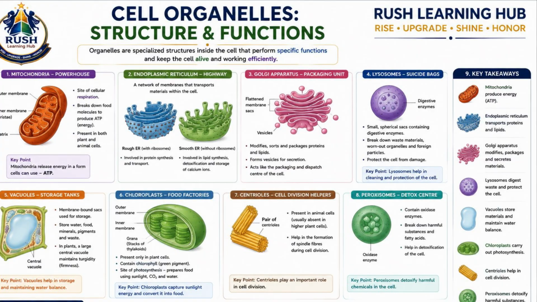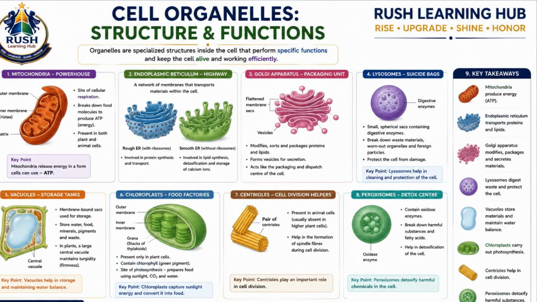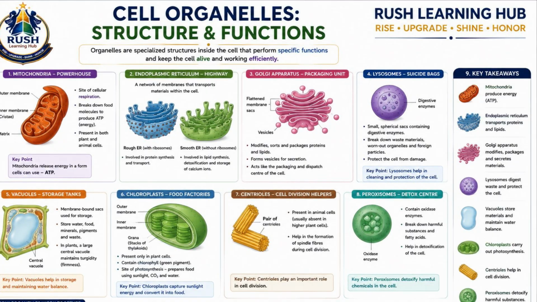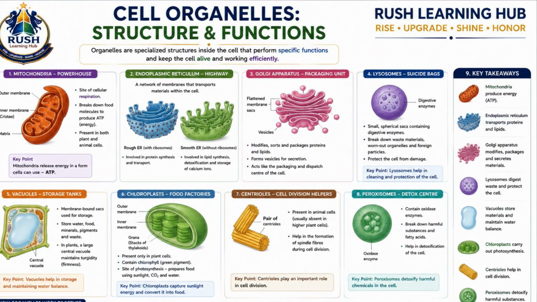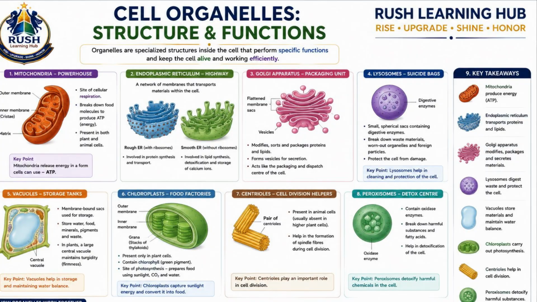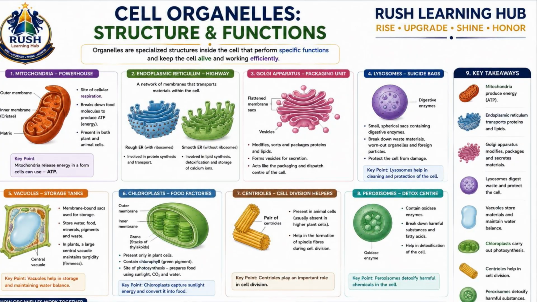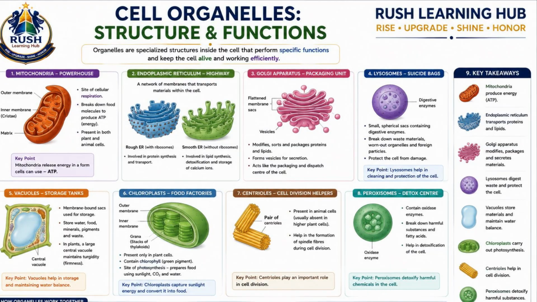Mitochondria are the powerhouses of the cell and produce ATP. Vacuoles store water, food, minerals, and waste products. Chloroplasts contain chlorophyll and perform photosynthesis. Chromoplasts provide color, while leucoplasts store food.